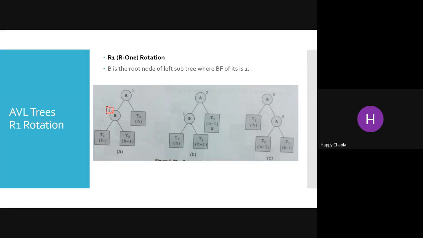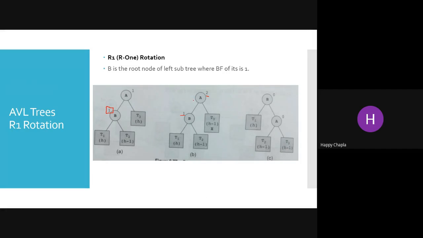Okay, now the other case: B has a balance factor of 1. Then which rotation do you need to give? You have to give the R1 rotation. R1 rotation means your A has a balance factor of 2 and your B has a balance factor of 1. Why is it so? Because we are trying to delete something from the available tree.